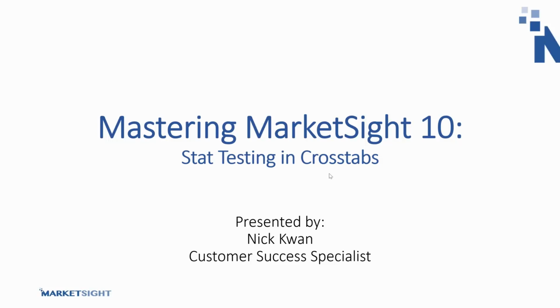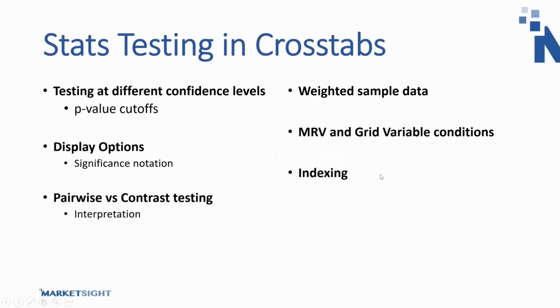And again, we're going to be reviewing the stat testing that occurs in Crosstabs and how to handle some of the different scenarios. More specifically, if you want a rough agenda of what we'll be covering, we're going to be going over how to change your different confidence levels and make p-value adjustments, the different statistics display options that you have, the different types of tests that you can do, so pairwise and contrast testing, how to handle your weighted data, and the stat testing conditions to be aware of if you're going to be using things like multiple response variables or grid variables. And the final thing we'll cover is less related to stat testing, but just an underutilized function that can usually help you identify proportion differences, which is indexing.